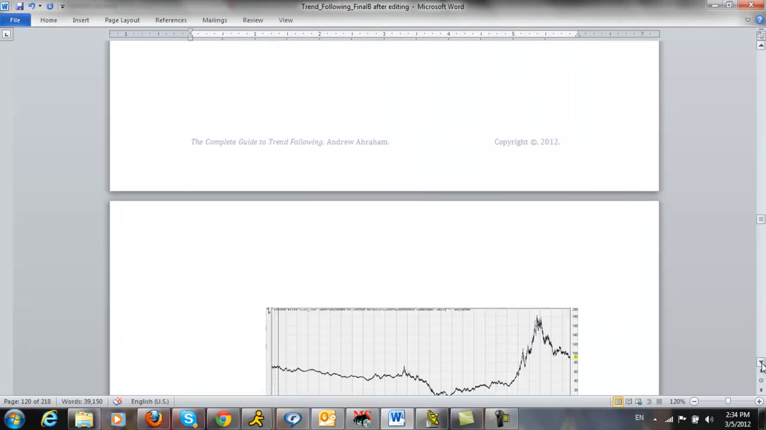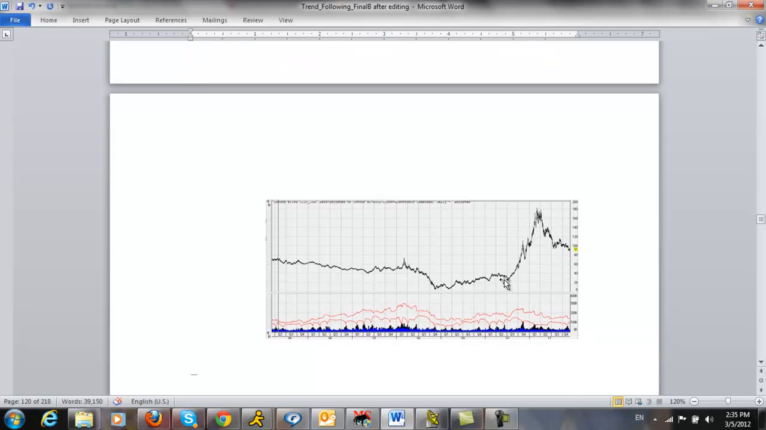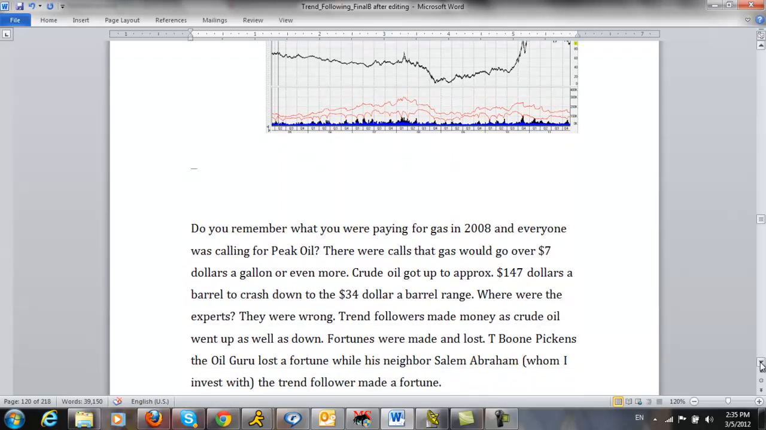Cotton was another example. It just went ballistic. Fortunes were made and fortunes were lost: not lost with trend following, but people lost fortunes fighting this very strong uptrend in cotton. Fortunes were made in it. 2010 was one of my better years, pretty much because of this trade.